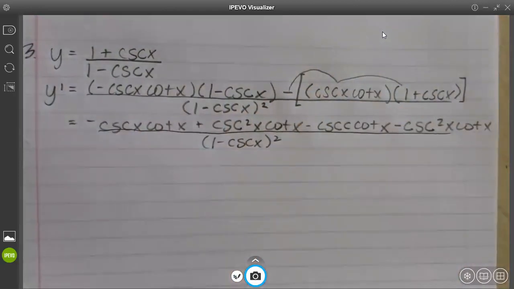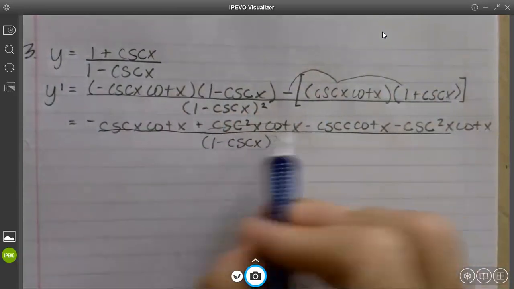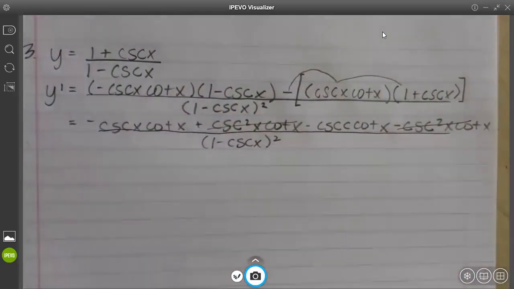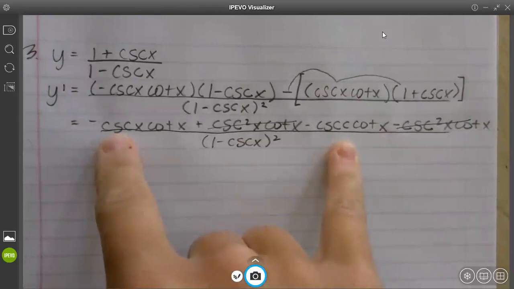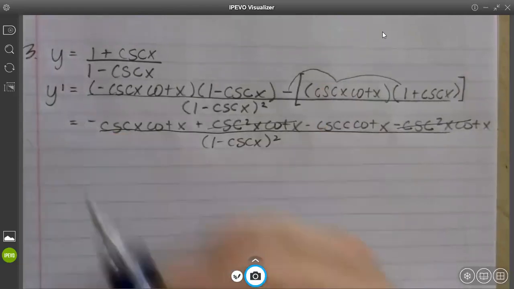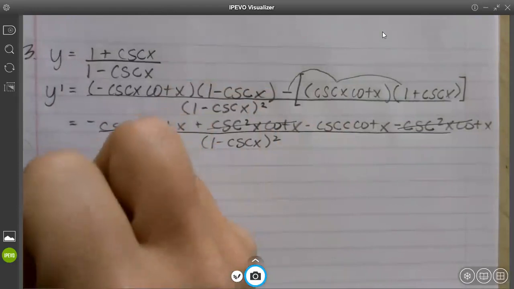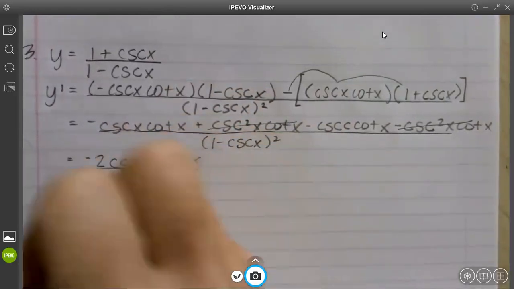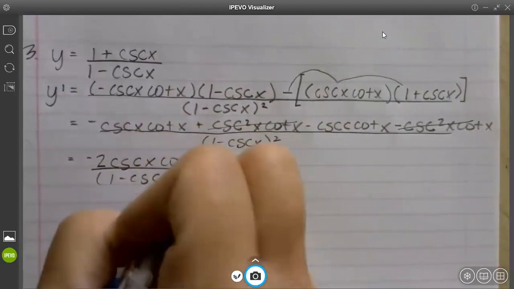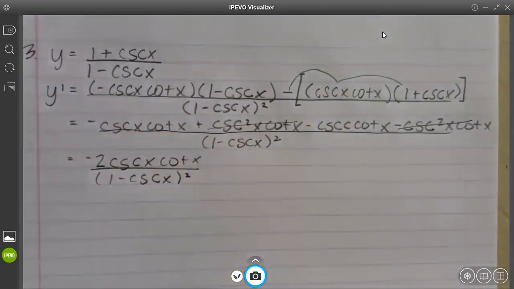And then what happens? And then these two, they're both the same, right? -1 plus -1 is, so this one will be -2 cosecant x cotan x over 1 minus cosecant x all squared. That's it. It just looks massive. It's not that bad.